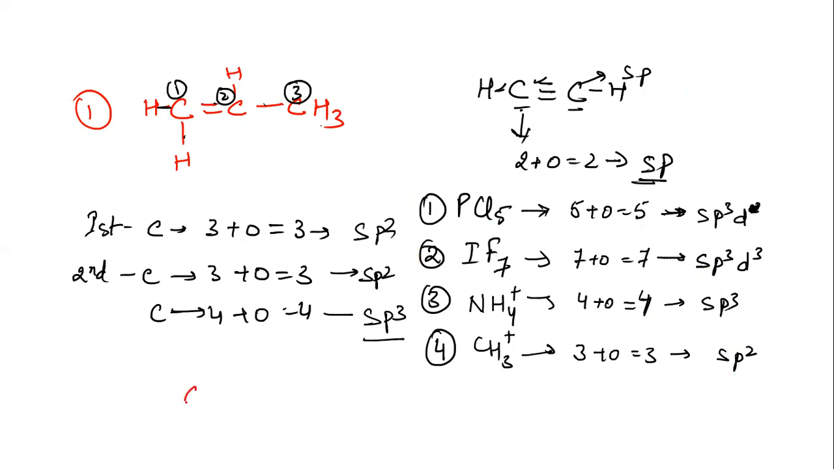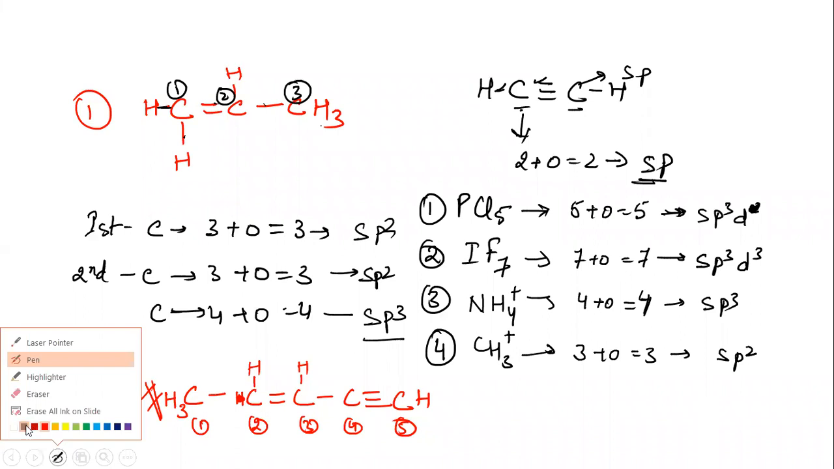Now we have one, two, three, four, 5. Quickly write down the hybridization of all of these 5 carbons in the chat box.